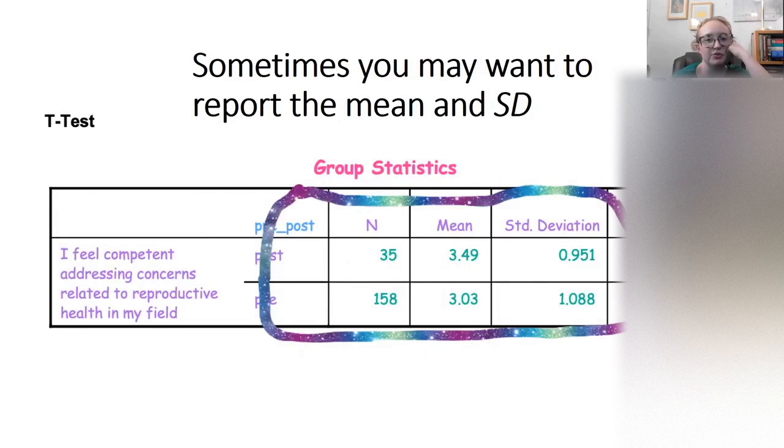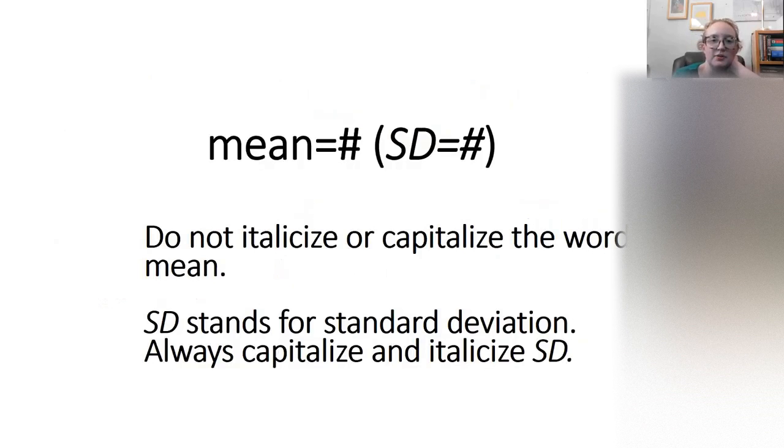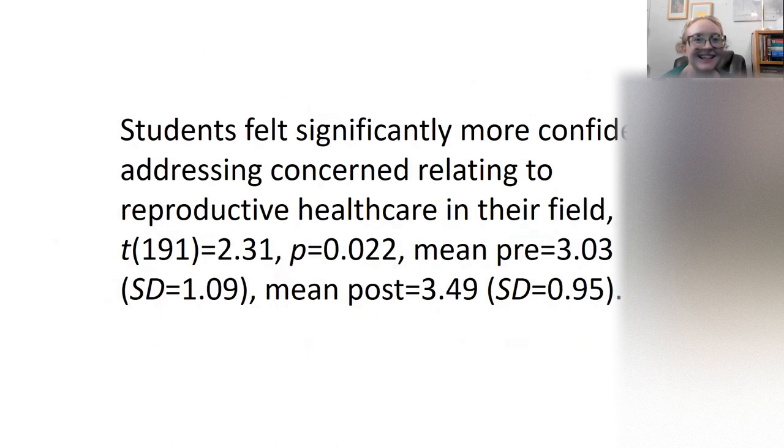And sometimes you do want to go back and report the mean and standard deviation. That's my preference a lot. And so if you do that, there's multiple ways you can do it. My preference is just to say the mean equals and what the number is, and then the standard deviation equals and the number. And then I'm putting in my little comments about what you should italicize and capitalize.